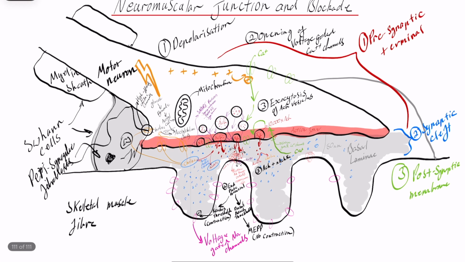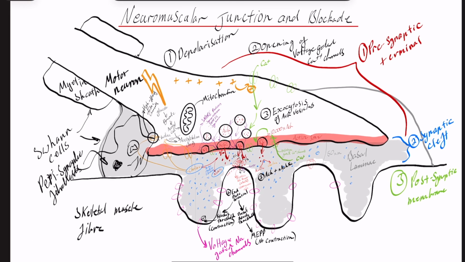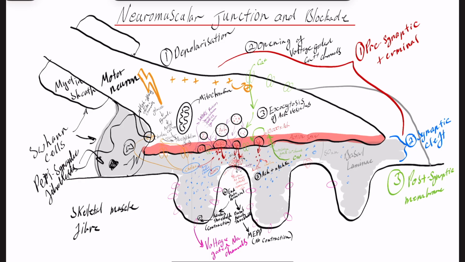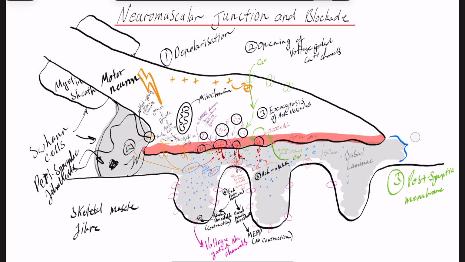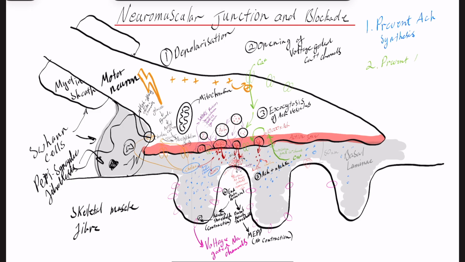So now that we understand how the neuromuscular junction creates an action potential that leads to a muscle contraction, you can actually go through these steps and then figure out how you could produce a neuromuscular block. So the 4 different ways that this can occur is you either prevent acetylcholine synthesis, you prevent acetylcholine release, you deplete the acetylcholine stores so there's none left to release, or you block the acetylcholine receptor.